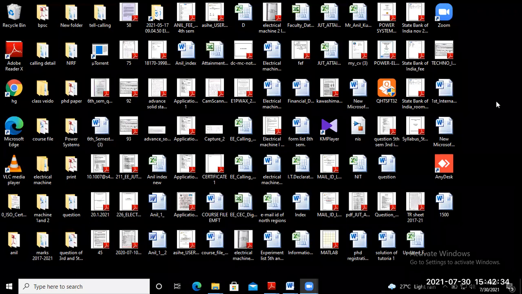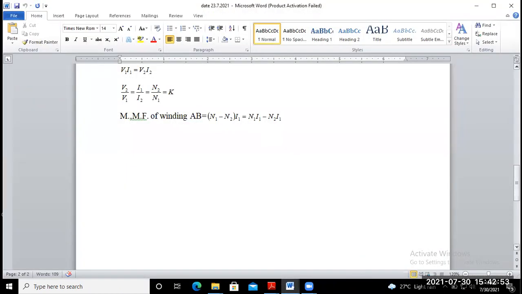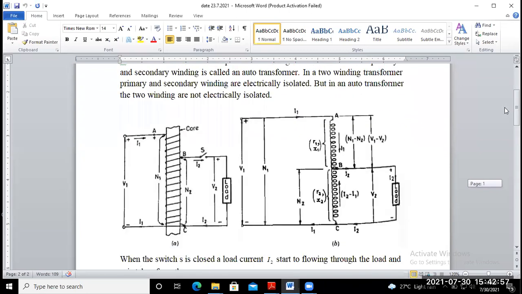In the last class we already derived up to the input power and output power relationship. That means V1 I1 equal to V2 I2. Okay, so their schematic diagram you have to just remember, this one. We already explained all these things in the previous class.